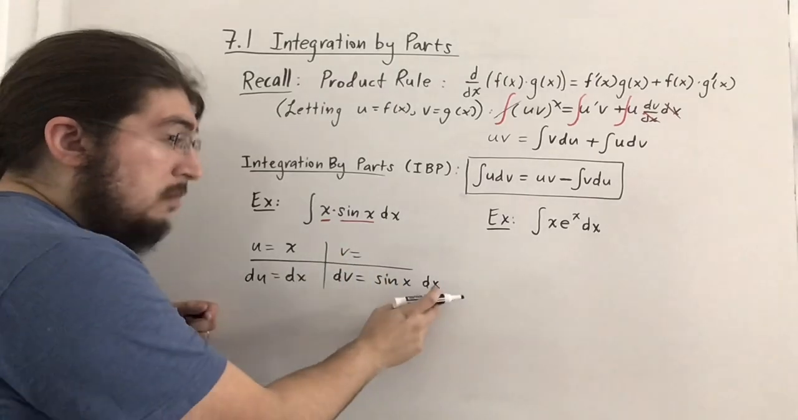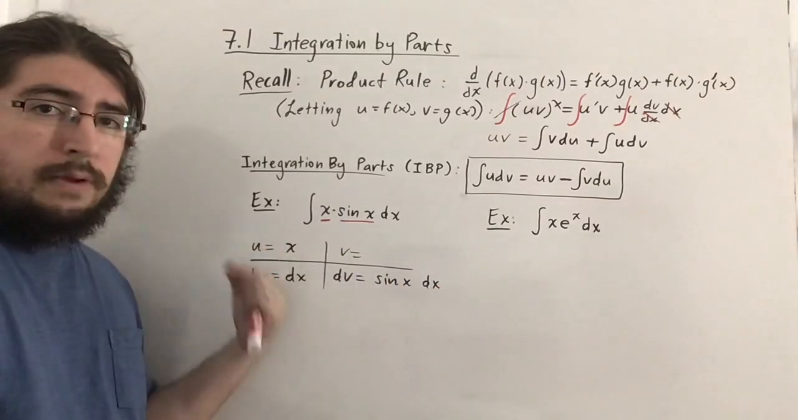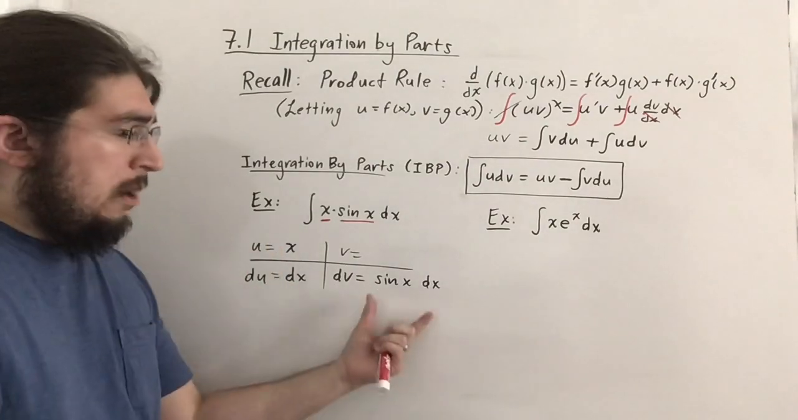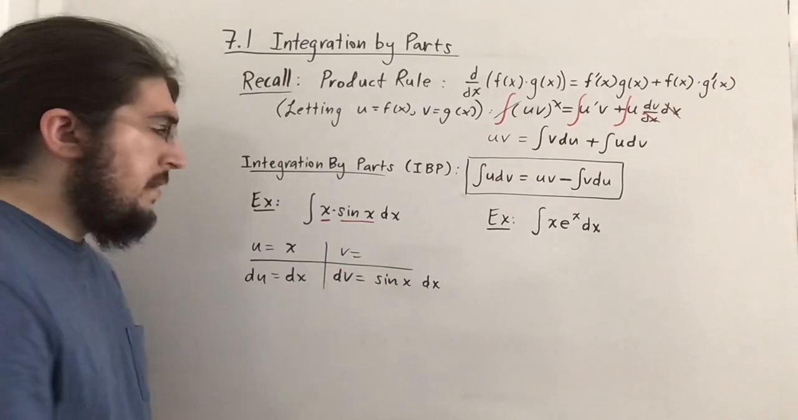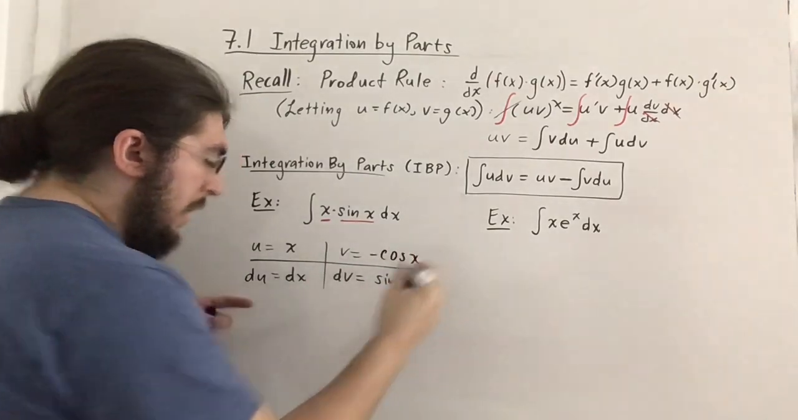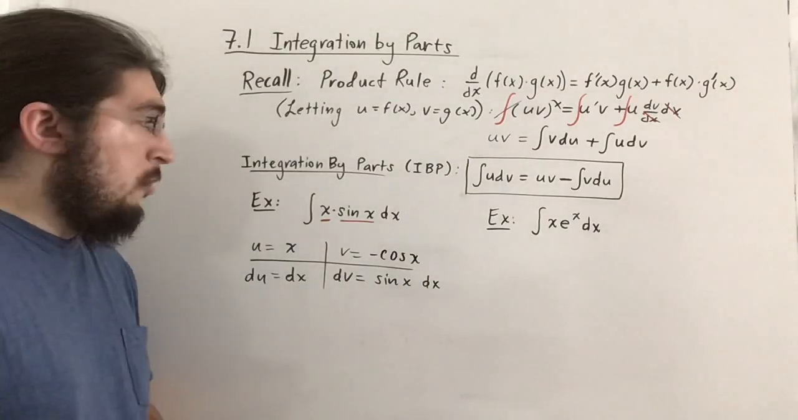And in doing that, that loses the dx, kind of in reverse of this. Here we gain a dx when we find the derivative. Here when we take the antiderivative, we lose a dx. Now the antiderivative of sine, of course, is negative cosine of x. And now all we need to do is apply the by parts formula.